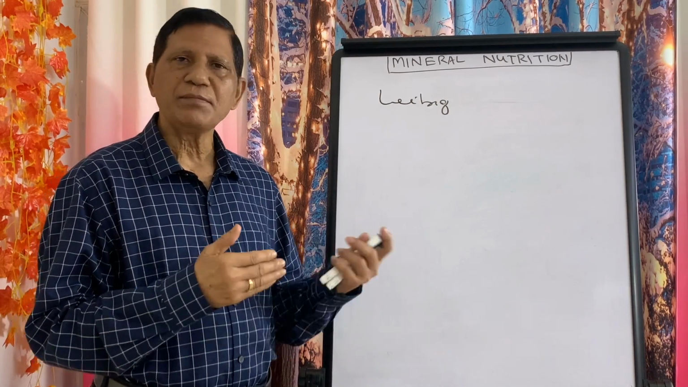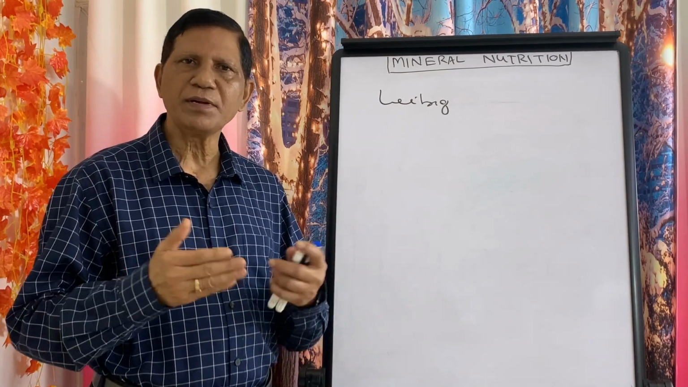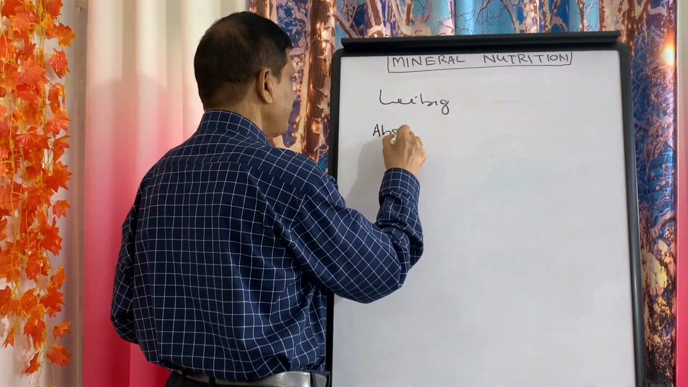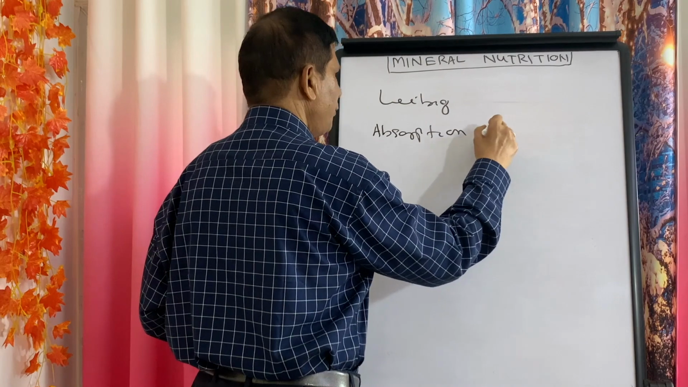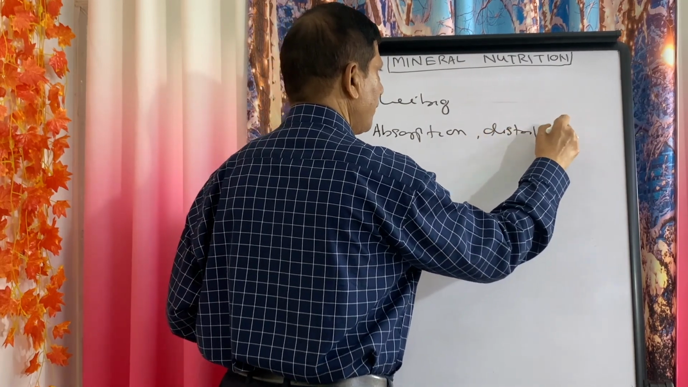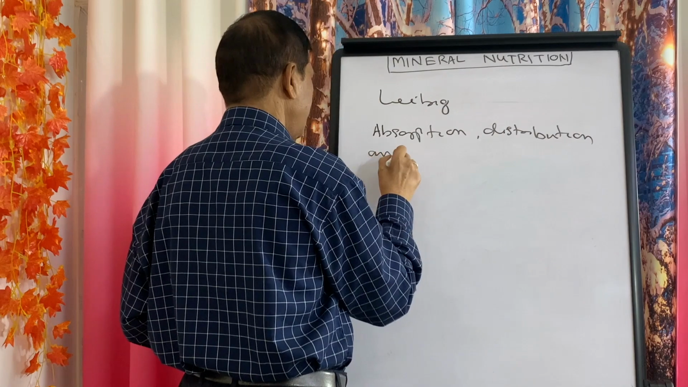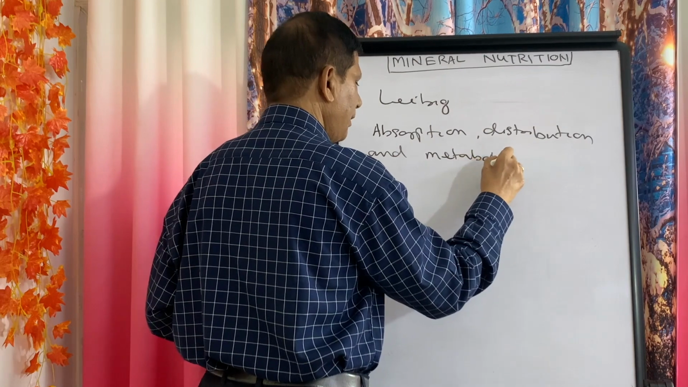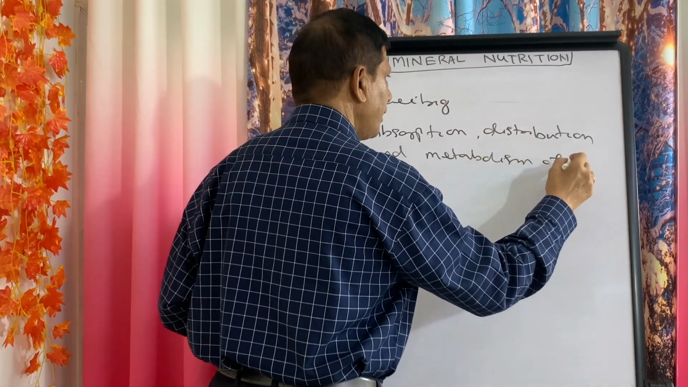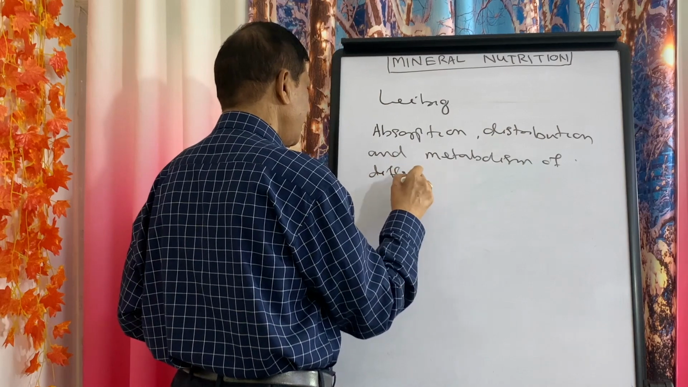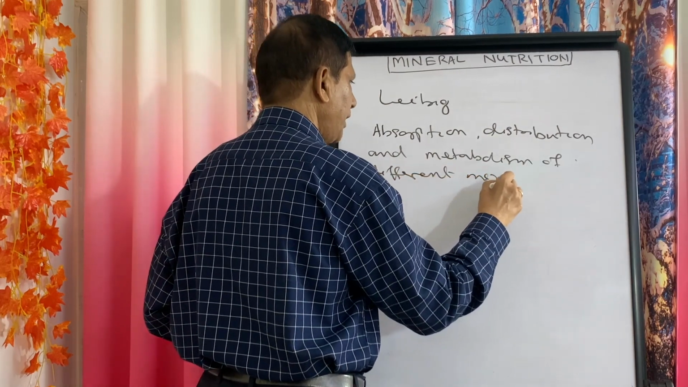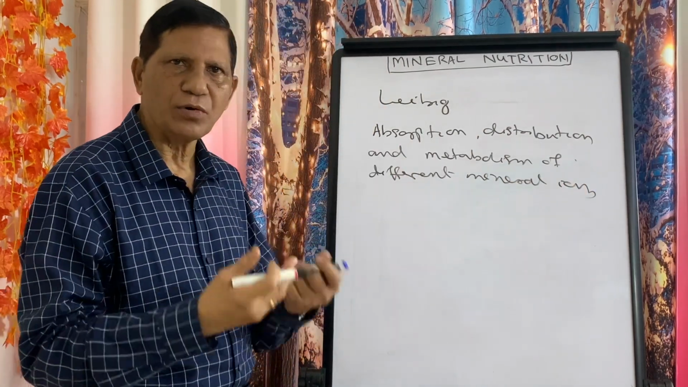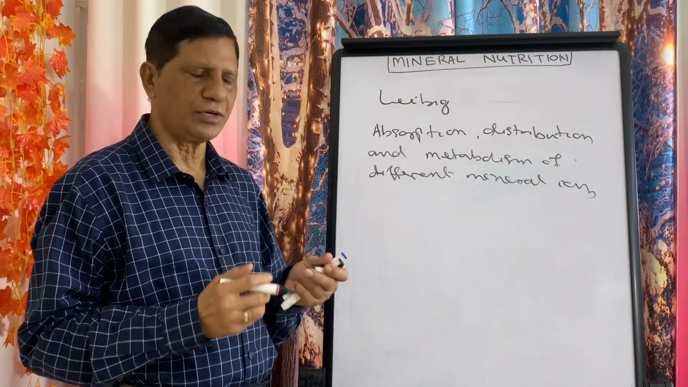Now, when we are discussing mineral nutrition, what is the meaning of this mineral nutrition? Mineral nutrition is absorption, distribution, and metabolism of different mineral ions, different ions. That means absorption, distribution, and their role in metabolism. That is known as mineral nutrition.